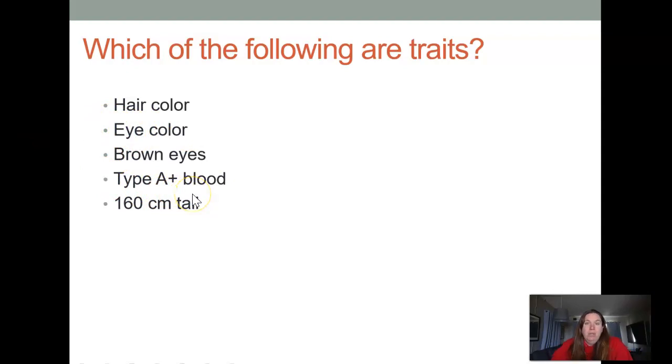Type A blood would also be a trait. So blood type would be the character, and the fact that you're type A or type B or type O, whatever it might be, is the trait itself. On the other hand, 160 centimeters tall would be a trait, and of course the category would be height. You can measure your height, and how tall or short you are would be considered your trait for that category or that character.